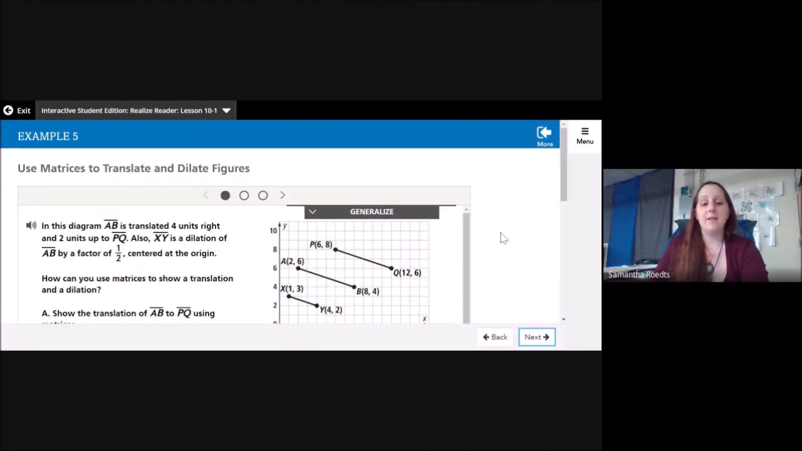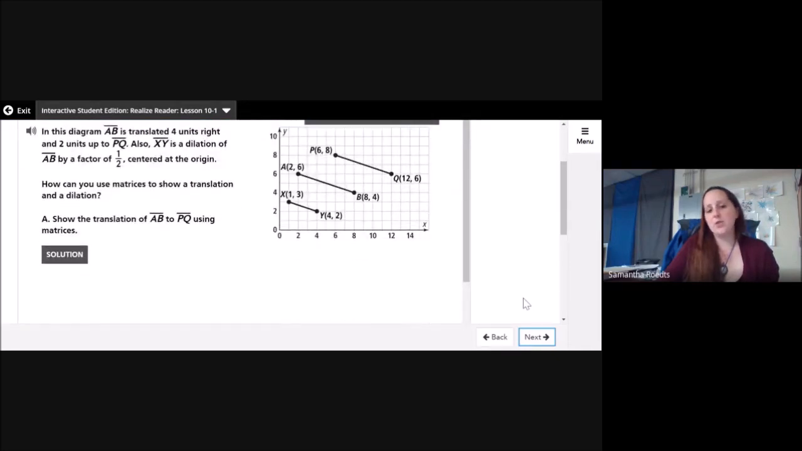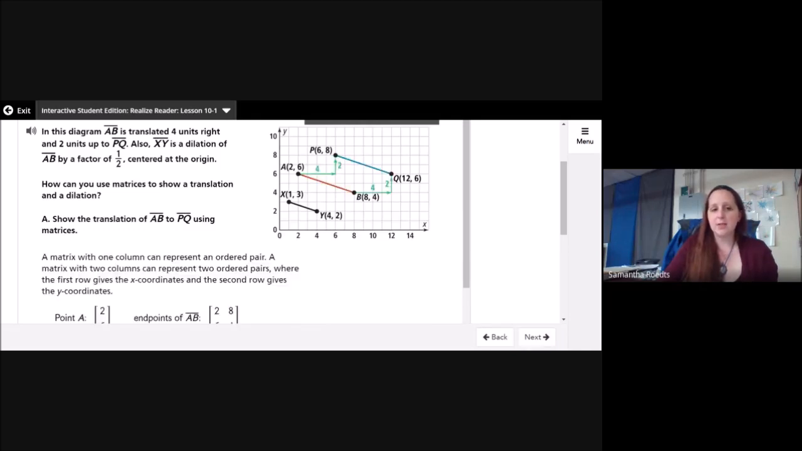All right, example 5. Use matrices to translate and dilate figures. In this diagram, segment AB is translated 4 units right and 2 units up to segment PQ. Also, segment XY is a dilation of segment AB by a factor of 1/2, centered at the origin. How can you use matrices to show a translation and a dilation? A, show the translation of segment AB to segment PQ using matrices.